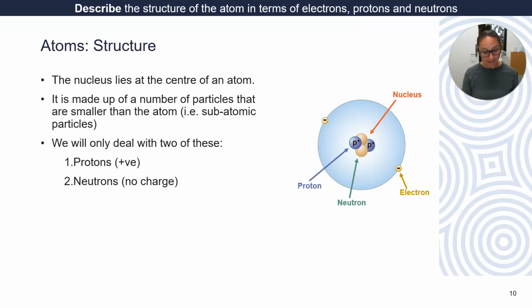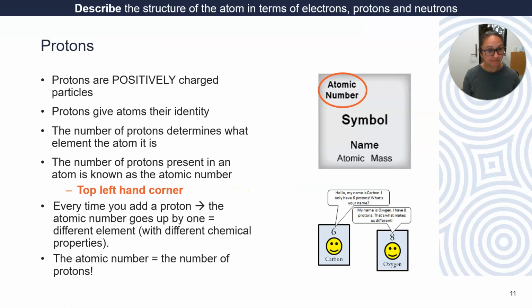Let's have a look at the structure of an atom. So what is an atom made up of? An atom is made up of 3 separate pieces, okay? We've got protons, neutrons, and electrons. Easy peasy.